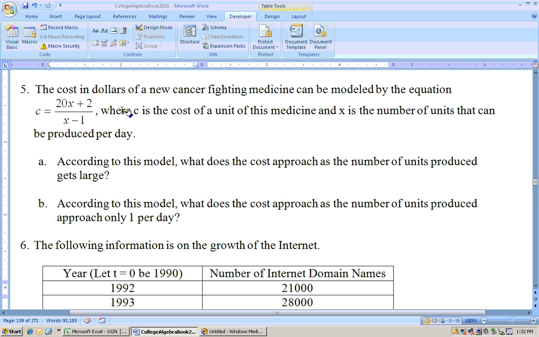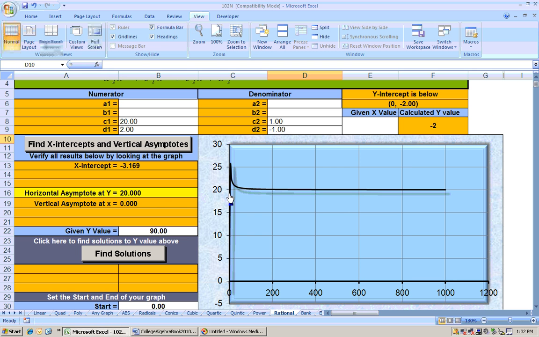Okay, on problem 5, it says the cost in dollars of a new cancer-fighting medicine can be modeled by this equation right here, where C is the cost of a unit of this medicine, and X is the number of units that can be produced per day. According to this model, what does the cost approach as the number of units produced gets large? Well, as X gets larger and larger, I put in my coefficients here, by the way. There's 20X plus 2 over X minus 1. And then as X gets larger and larger, the cost is leveling off to $20. Again, that's a horizontal asymptote question, and that's the answer to part A.